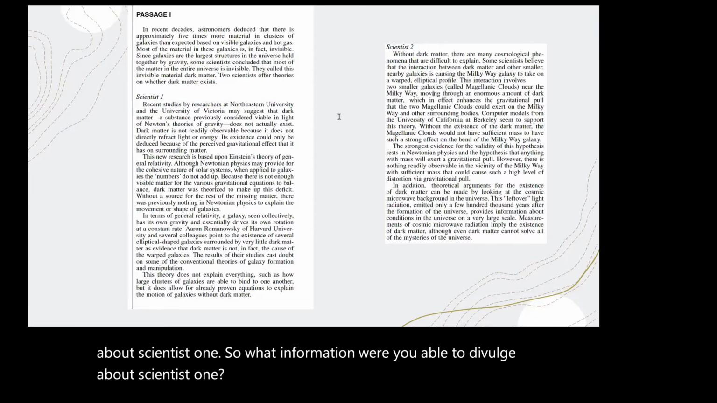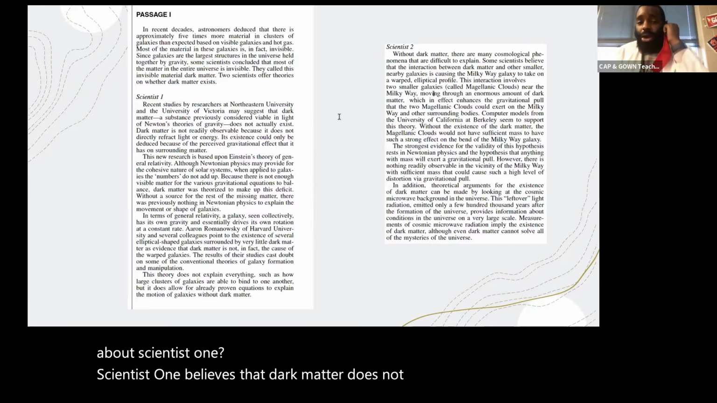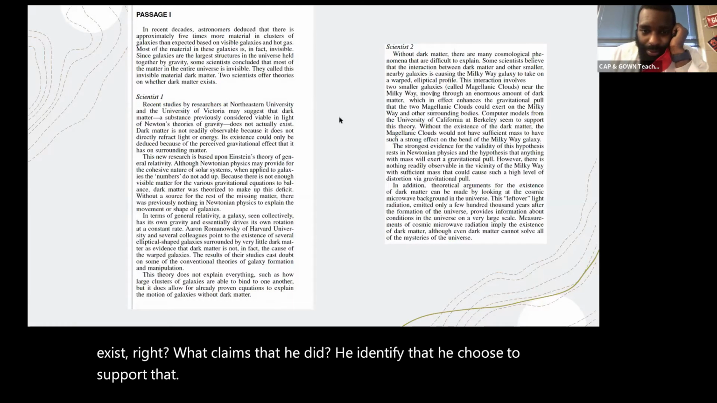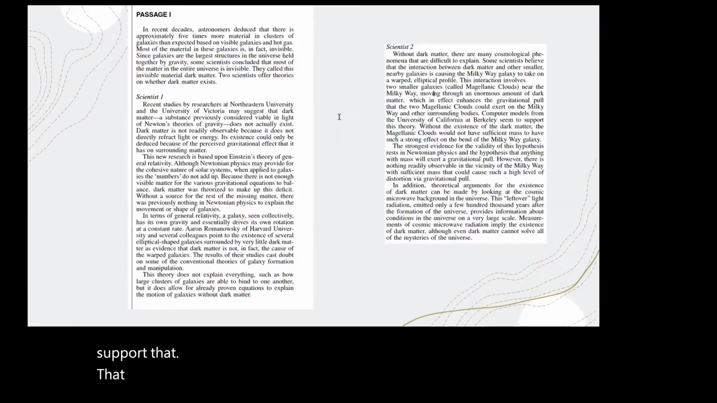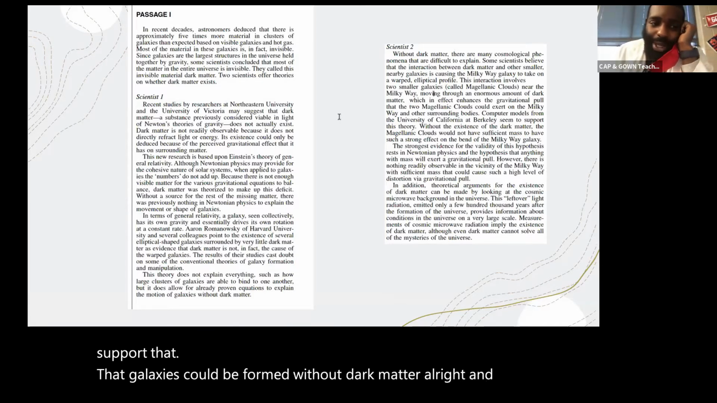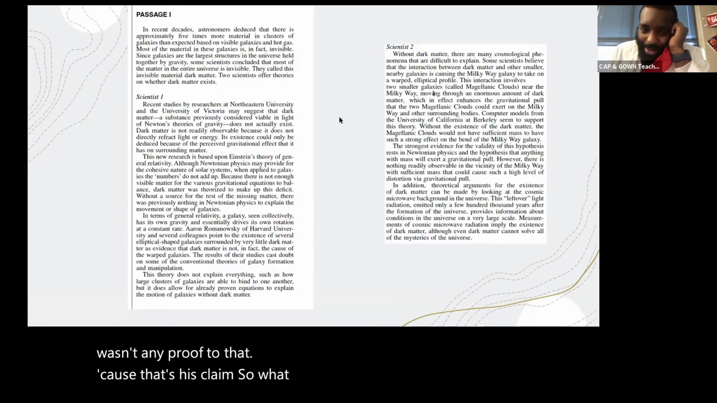Scientist one believes that dark matter does not exist. All right, he said it does not exist, right? What claims did he identify to support that? That galaxies could be formed without dark matter. All right, and was there any proof to that? Because that's his claim. So what proof do you have to that claim?